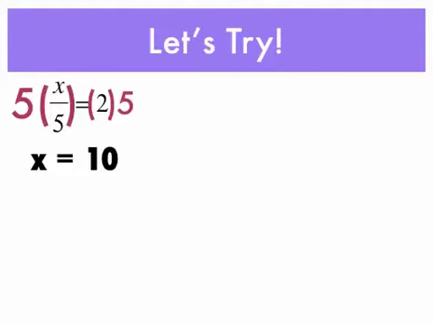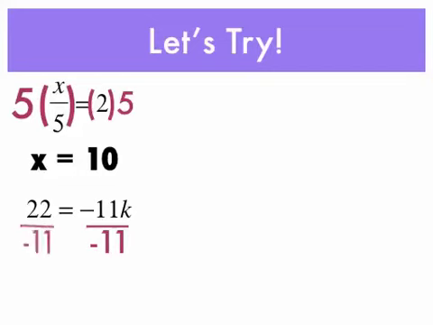The next example is 22 equals negative 11k. Always ask yourself, what am I doing to the variable? In this case, my variable is k. When negative 11 is written next to k with no operation signs between the two, it is multiplication. So this would be read as 22 equals negative 11 times k. The opposite of multiplying by a negative 11 is dividing by a negative 11. Whatever you do to one side, you have to do to the other side.